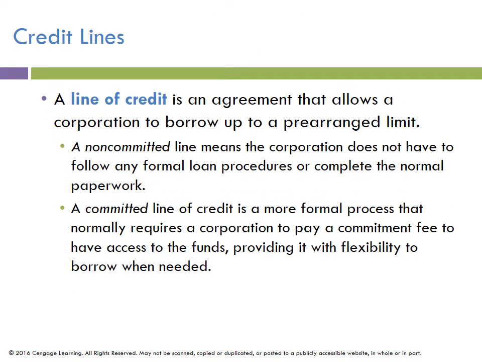Another type of contractual borrowing is a line of credit. It's an agreement that allows a corporation to borrow up to a certain dollar amount of money. They don't have to borrow all of it. They can if they want. A non-committed line means the corporation does not have to follow any formal loan procedures or complete the normal paperwork. A committed line is more formal, that normally requires a corporation to pay a commitment fee to have access to the funds, providing flexibility to borrow when needed. So it all depends on what kind of line of credit is set up at the bank the corporation is using.